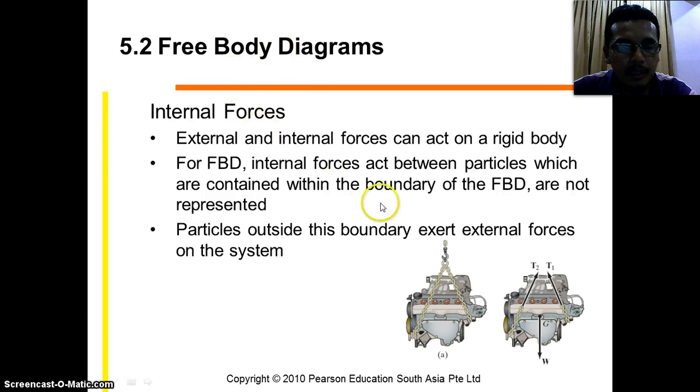Okay, so basically when we are dealing with the equilibrium of a rigid body, we are focusing on external forces and internal forces. What is meant by the external forces and internal forces that can act on the rigid body? There will be external forces, there will be internal forces. For a free body diagram, internal forces that act between particles contained within the boundary of the free body diagram are not represented. Because here, for example, this engine has too many parts assembled together. Each part acts on another part, so we have internal force between the parts.